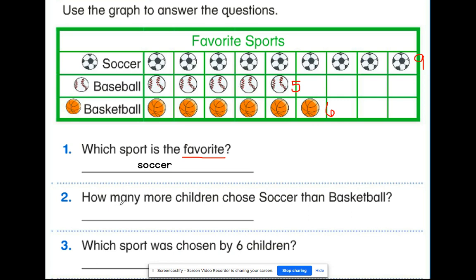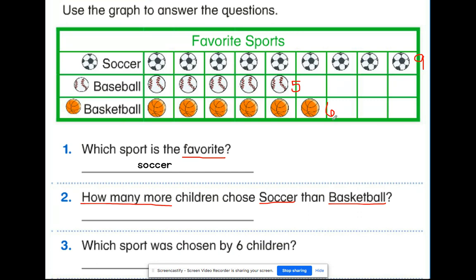How many more children chose soccer than basketball? Okay, so when we see that in the beginning, how many more or how many fewer, that means that we're going to be comparing. I want to know how many more children chose soccer versus basketball. So that means I need to look at only basketball and soccer for this problem. So looking at soccer, we said that there was 9 votes for soccer being the favorite sport. Now look at basketball, and we said that basketball got 6 votes.